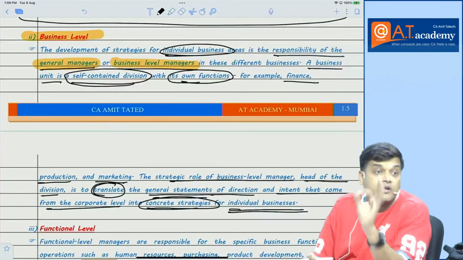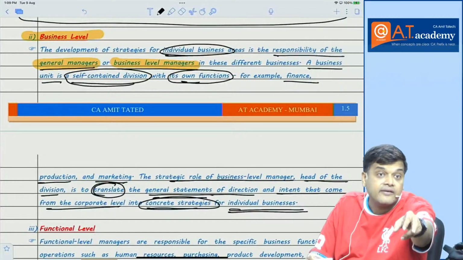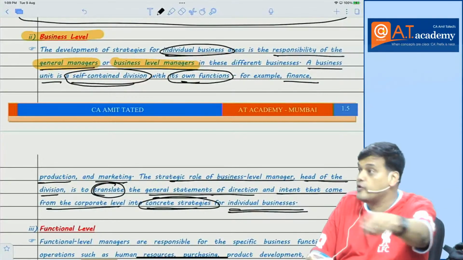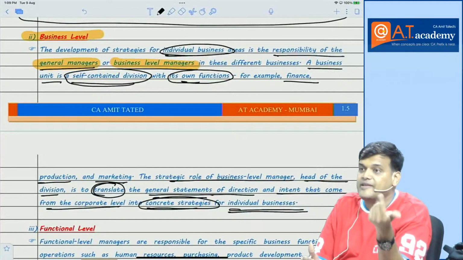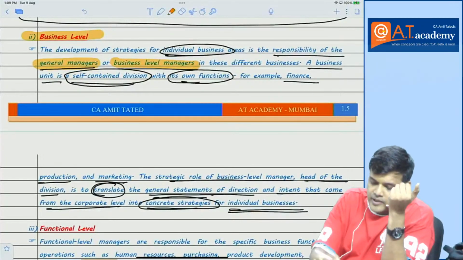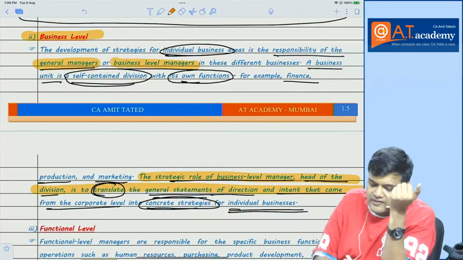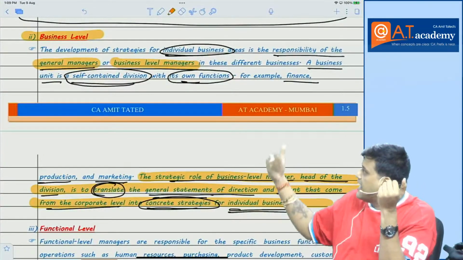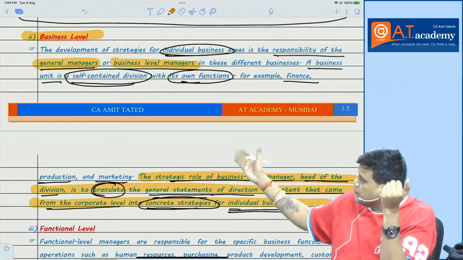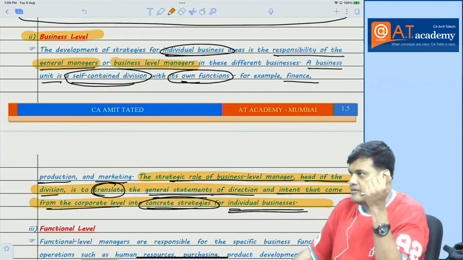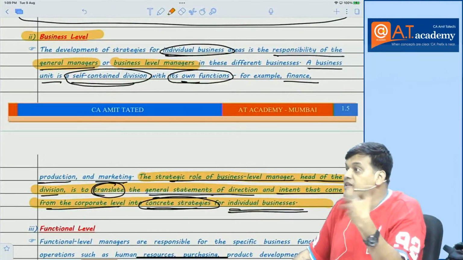Very important: individual business, not individual function. Don't get confused. Many times students say it will be the functional level manager's work. This MCQ comes, this MCQ comes to you. Who translates the general statement of direction and intent that come from corporate level into concrete strategy for an individual business? So how did you understand, it will be the business level manager?